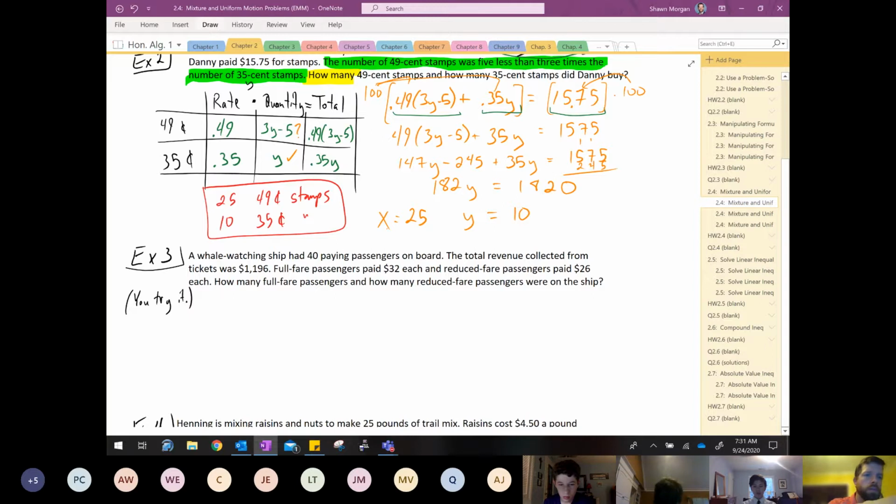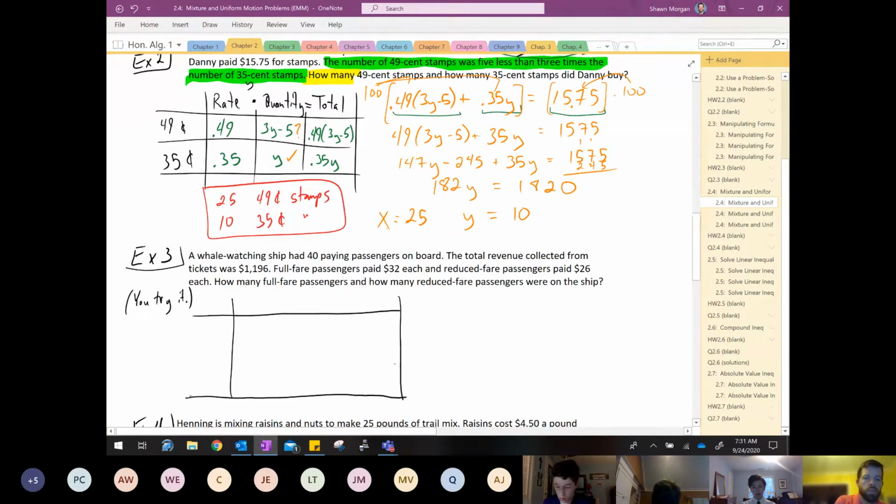Joey, you got your chart set up yet? Not yet. All right. What do you want to do for that very top? What's your formula? Rate times quantity equals total. Good. We got rate times quantity equals total.